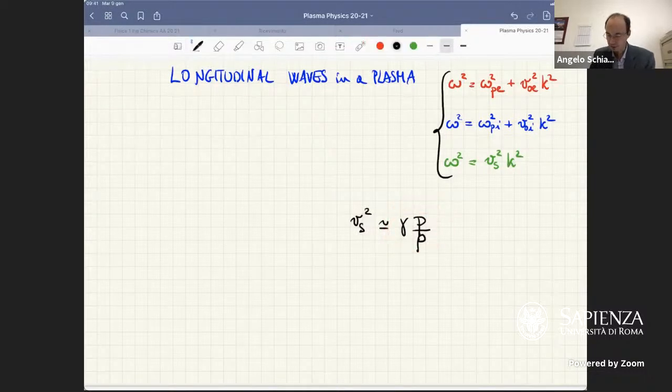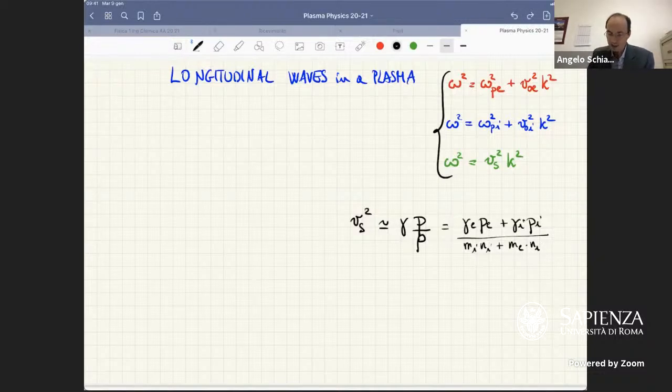So actually, we have 2 species here. It's going to be gamma of the electrons times the pressure of the electrons plus the gamma of the ions times the pressure of the ions, divided by rho. Rho is the mass density. So we can express it as mass of the ion times the number density of the ion plus mass of the electron times the number density of the electrons. So n_e and n_i, and m_e and m_i.